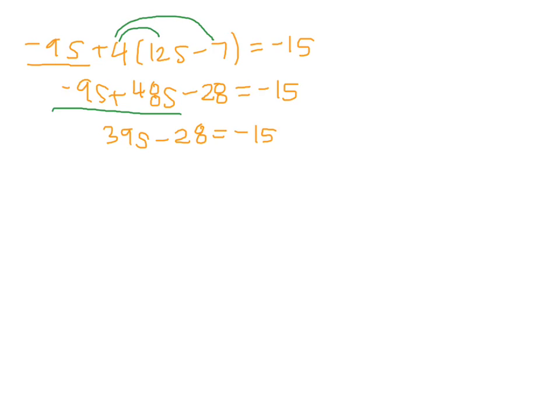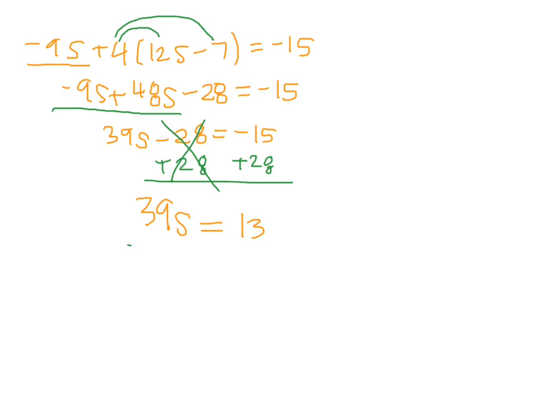Next, my notes tell me that it is time to add or subtract. We have this negative 28 here, or minus 28, and the opposite of subtraction is addition. So let's add 28 to both sides. Negative 28 plus 28 is nothing. It is gone. So I have 39s equals negative 15 plus 28. Different signs, let's subtract. And we keep the sign of the bigger number, so it's positive 13.